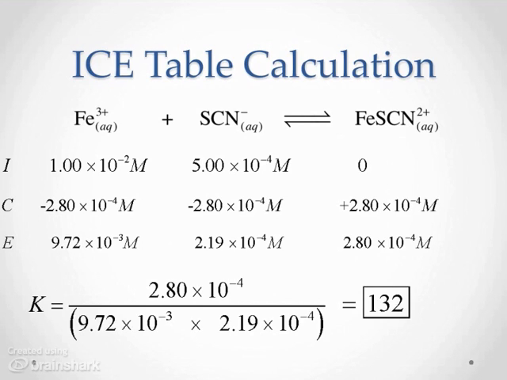So what that value is telling you, it's a value that is much greater than 1. So that's telling you that this is a heavily product-favored equilibrium system.